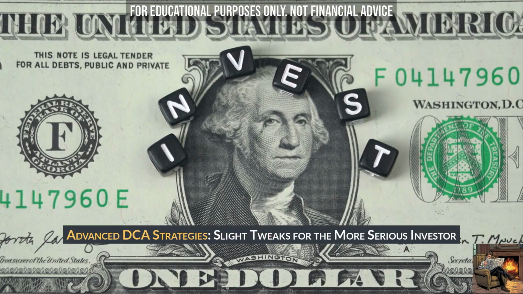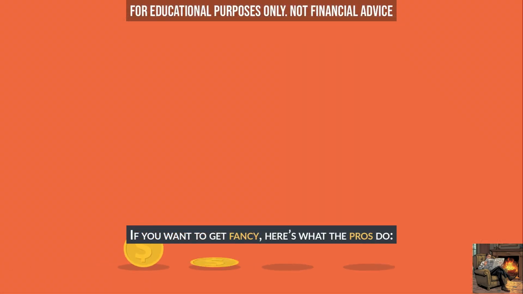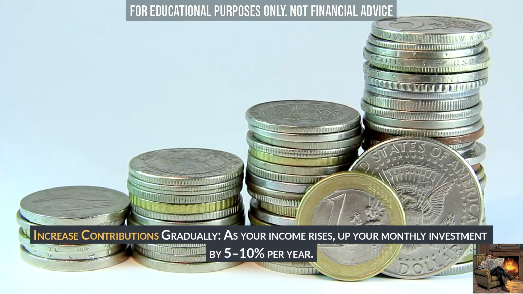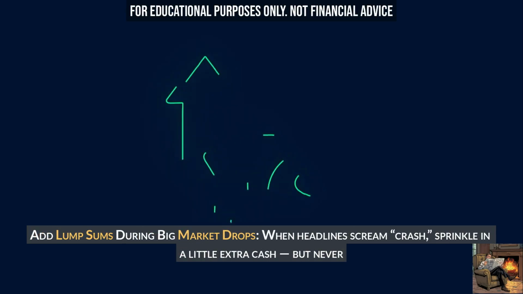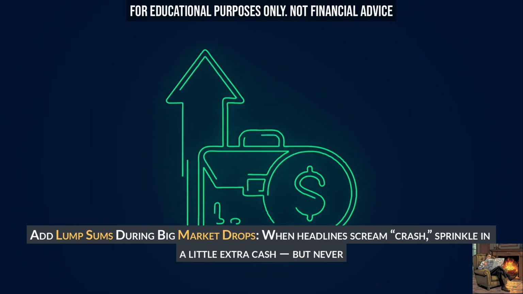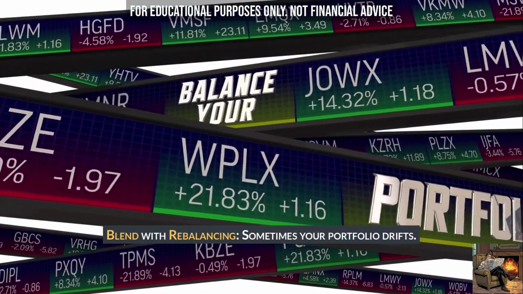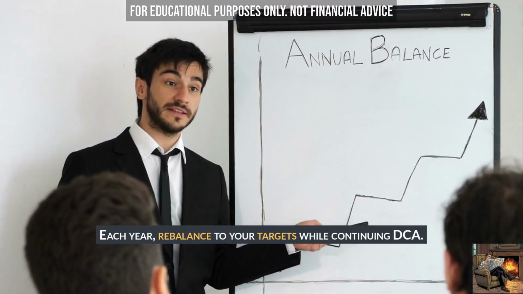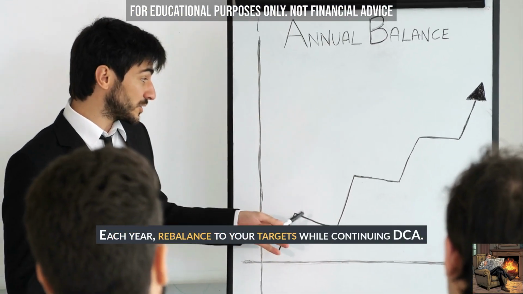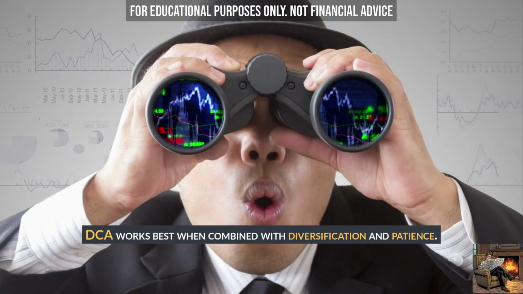Advanced DCA strategies, slight tweaks for the more serious investor. If you want to get fancy, here's what the pros do. Increase contributions gradually. As your income rises, up your monthly investment by 5 to 10% per year. Add lump sums during big market drops. When headlines scream crash, sprinkle in a little extra cash, but never stop your regular DCA. Blend with rebalancing. Sometimes your portfolio drifts. Each year, rebalance to your targets while continuing DCA. DCA works best when combined with diversification and patience.